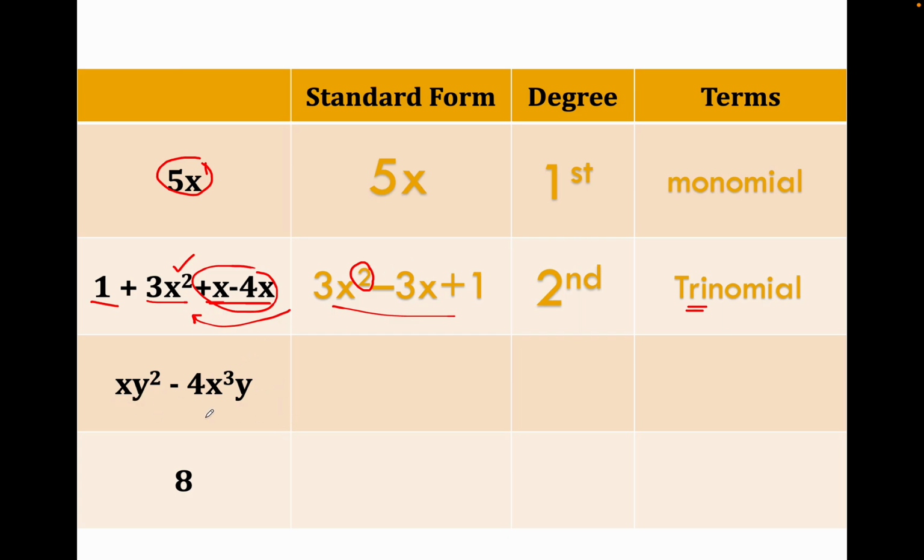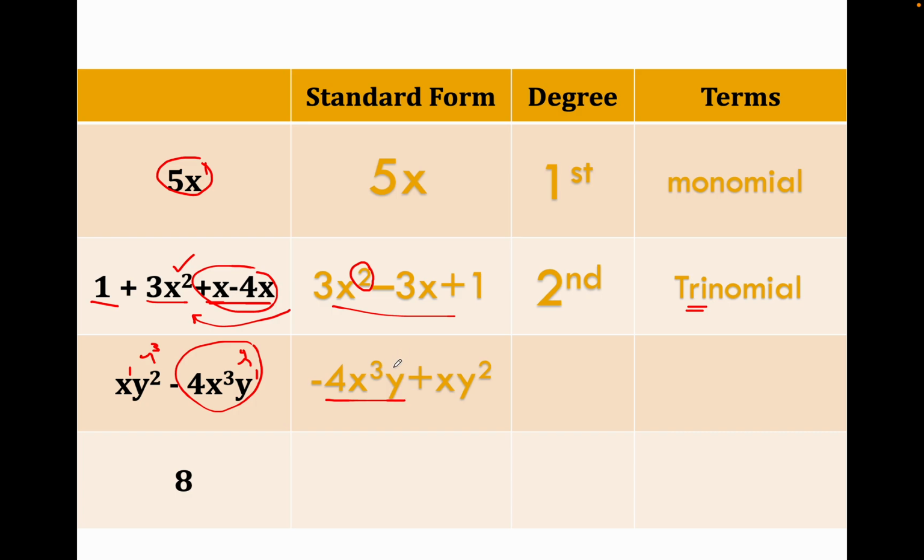Our third example is definitely the trickiest. So standard form, here we have x to the power of 1, y to the power of 2, x to the power of 3, y to the power of 1. 1 plus 2 is a total of 3, and 3 plus 1 is a total of 4. That means this term is going to come first because it has the highest powers, and this second term will come second.